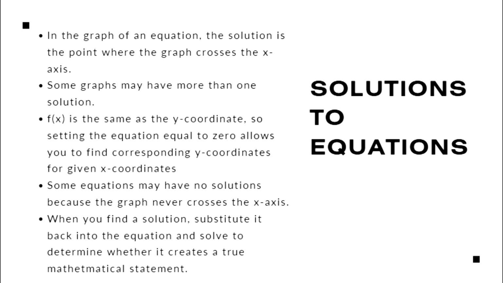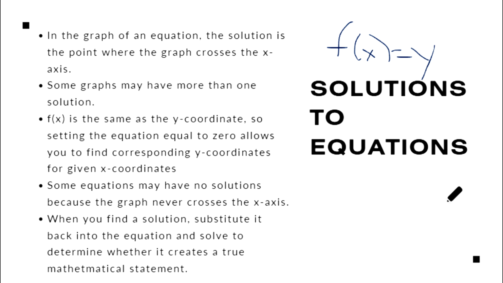Solutions to equations. In the graph of an equation, the solution is the point where the graph crosses the x-axis. Okay? So now we're talking about, instead of an intersection, if we have just one line, the solution is where it crosses the x-axis. Some graphs may have more than one solution. F of x is the same as the y coordinate. We've done this forever. F of x is equal to y. Okay? They're the same thing. So setting the equation equal to 0 allows you to find the corresponding y coordinates for given x coordinates. That's why we've been setting them to 0.